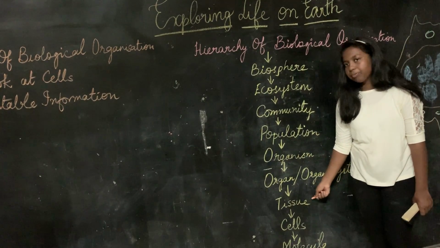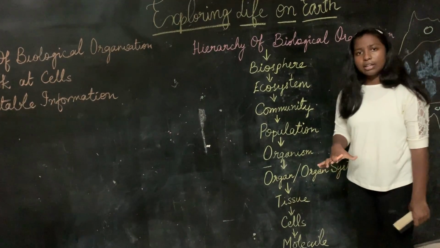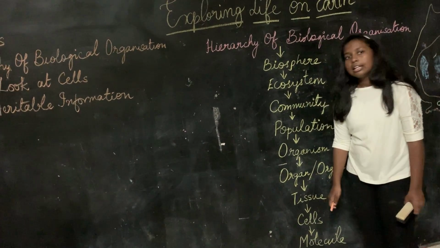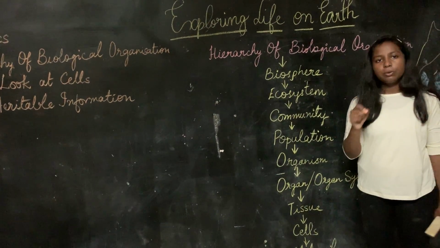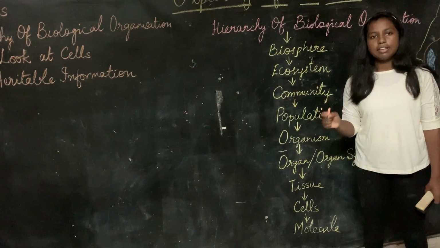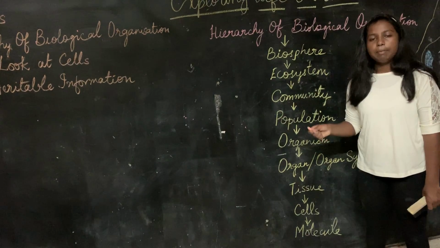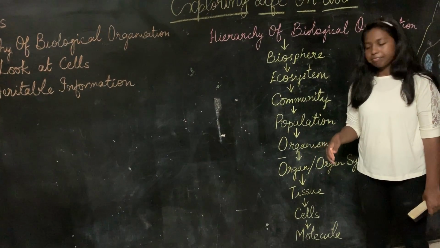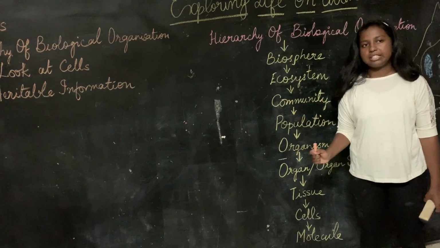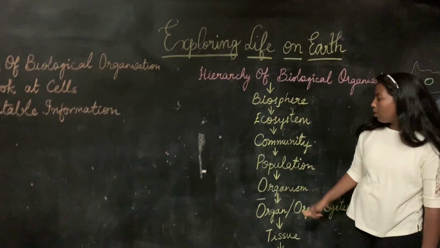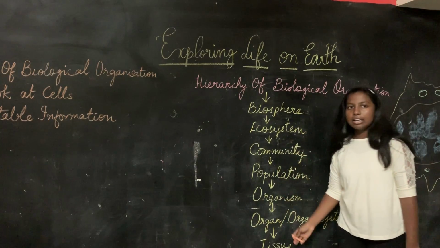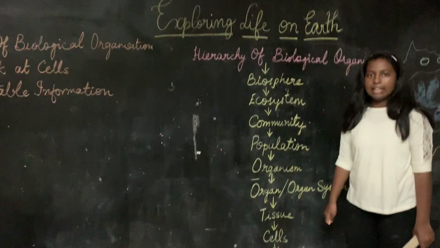Next we go to tissue. A group of organs combine to form a tissue. Next is cells. In a tissue there is a smaller unit known as a cell. A cell is the basic structural and functional unit of all living things. Every living thing begins its life as a single cell. Next we go to molecules. Each cell is made up of thousands of molecules. So our biological organization goes like this. There are many levels in our biological organization.